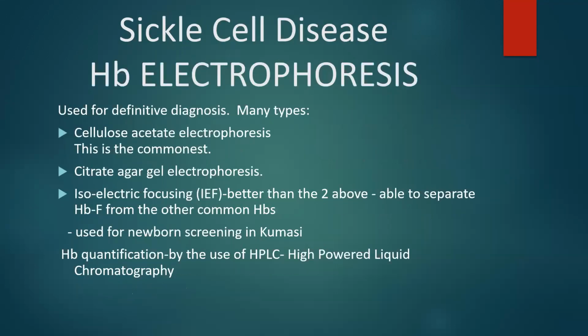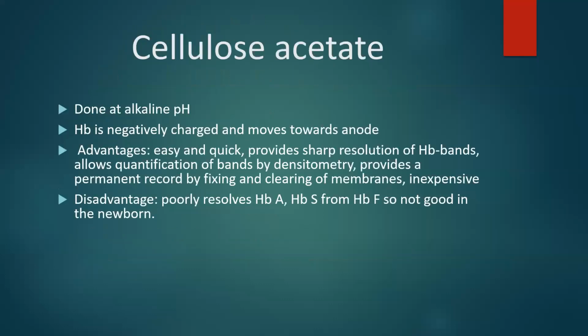So the HB electrophoresis, there are many types, and it's actually one of the definitive diagnoses of this particular condition. We have the cellulose acetate electrophoresis, which is the commonest that we use. And we have the citrate agar gel electrophoresis. We have the isoelectric focusing, and we have other forms of the test as we will get to know them.